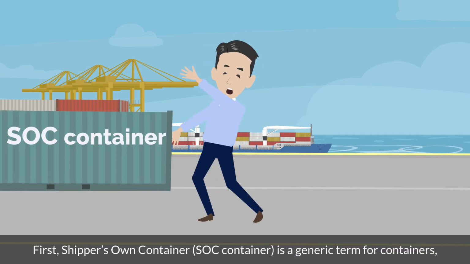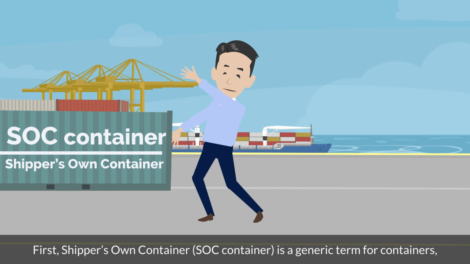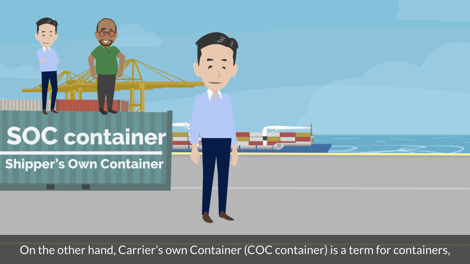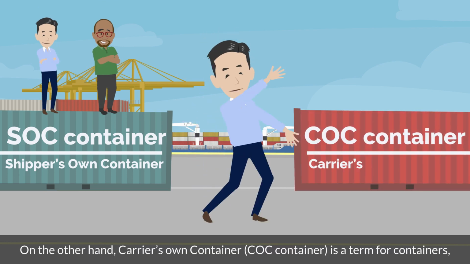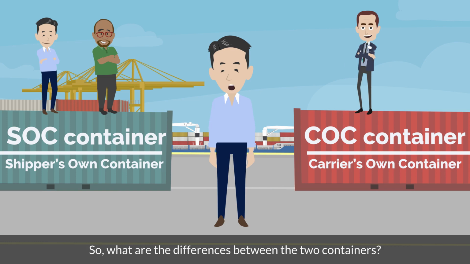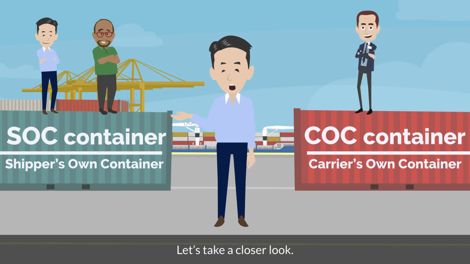This time, I'd like to explain about SOC Container. First, Shipper's Own Container. SOC Container is a generic term for containers that belong to and are managed by freight forwarders and shippers. On the other hand, Carrier's Own Container, COC Container, is a term for containers that belong to and are managed by shipping lines. So, what are the differences between the two containers? Let's take a closer look.